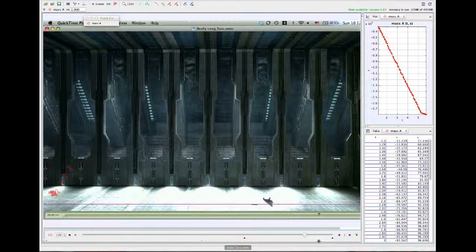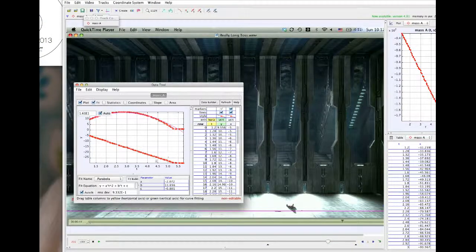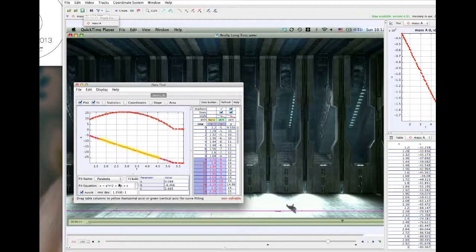Now, how accurate is this? Well, we'll go more in depth on that whenever we can analyze the graphs. But let's say I wanted to figure out, okay, what's my x velocity? Well, I could, if I wanted to, highlight this and do a linear fit on it.